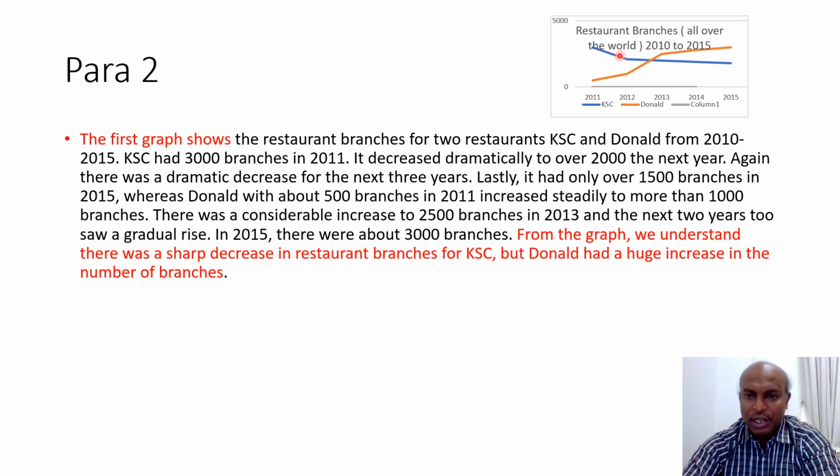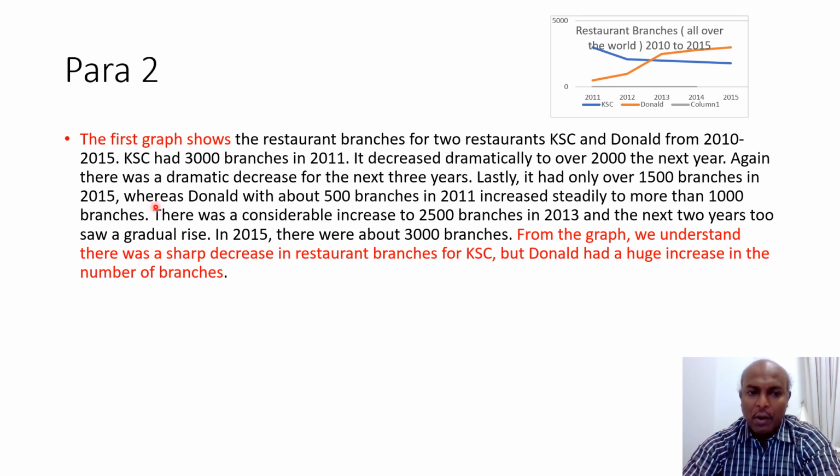It decreased dramatically. What was the number? Next year, again, there was a dramatic decrease. I've just changed the grammar, from decrease dramatically to dramatic decrease, because it's the same information. So a dramatic decrease over the next 3 years. Lastly, how many branches in 2015?